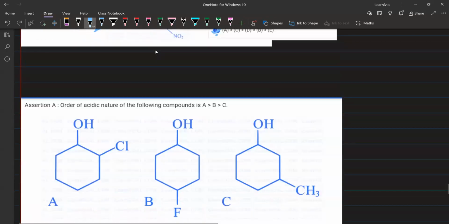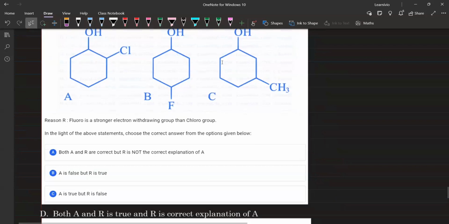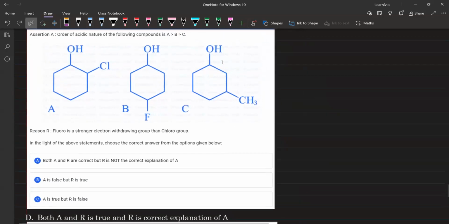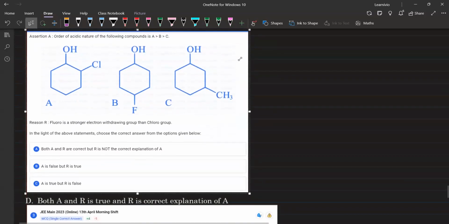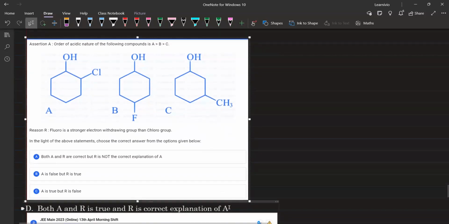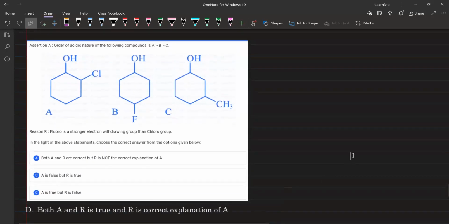So moving on. I mean, because of size, I could not crop the D option. It's not fitting in the screen. So D option is here. D option is written separately. Both A and R are true and R is the correct explanation.